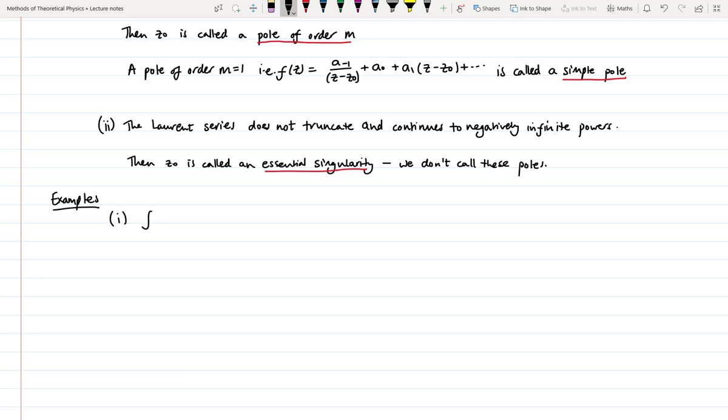First of all, let's look at f of z is 1 over z. This is a straightforward example. This function has a singularity at z equals 0, and from our definition above, the most negative power in the Laurent series expansion is simply the term given, 1 over z. That means that we have a pole of order 1 at z equals 0. In other words, we have a simple pole at z equals 0.